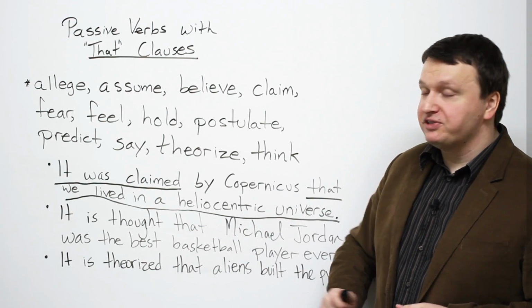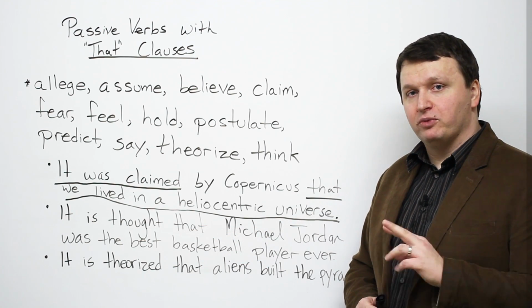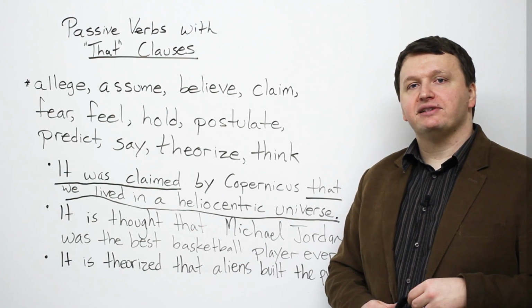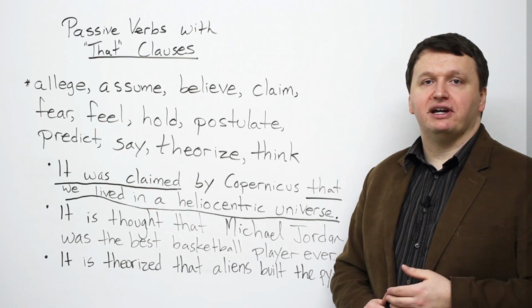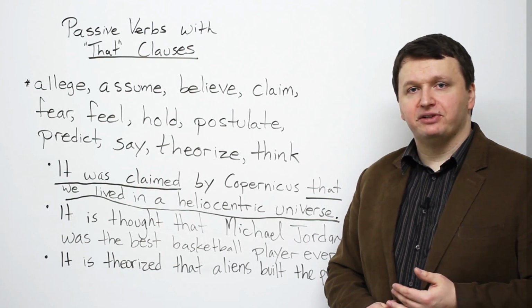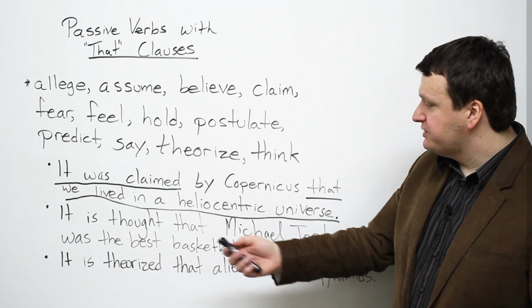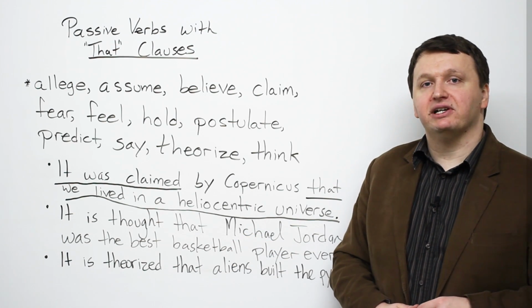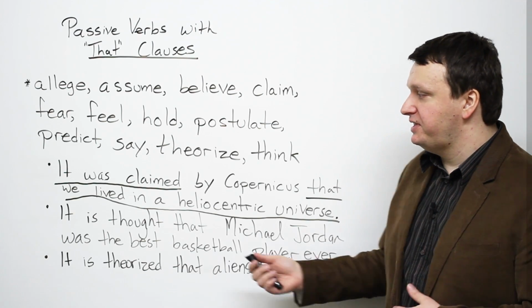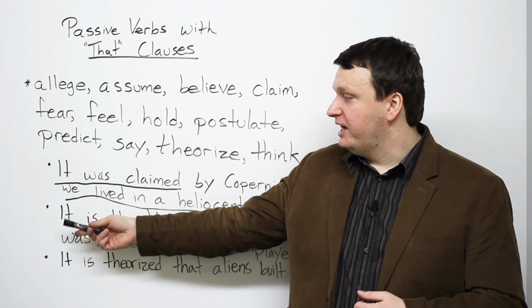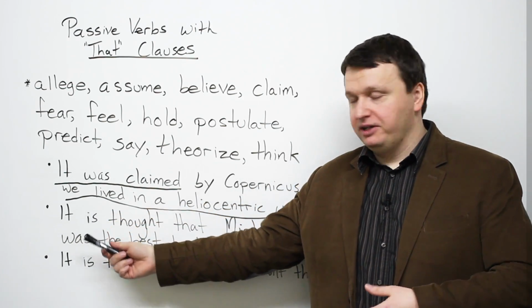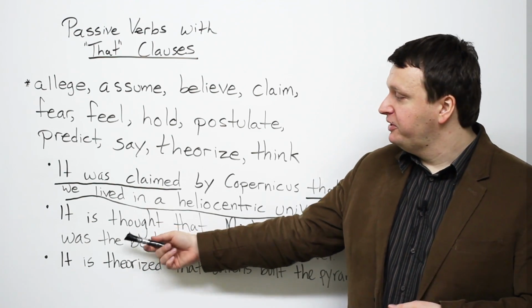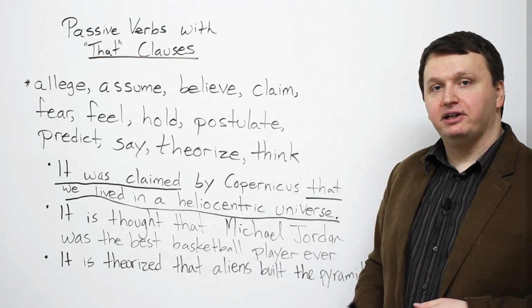Okay, let's look at a couple more examples, two more sentences, and then we'll look at some academic verbs and common verbs that you can use in your academic essays. So, it is thought that Michael Jordan was the best basketball player ever. So here you see the it structure again. You have it plus the verb to be plus the passive verb. It is thought, right? It is thought.